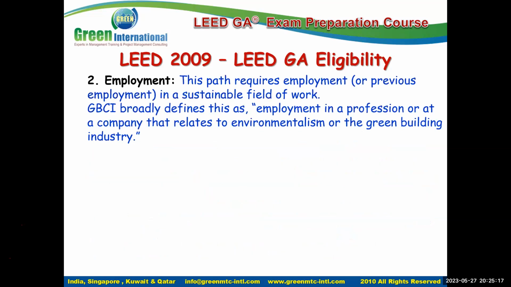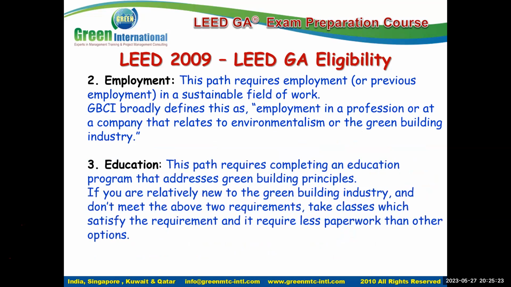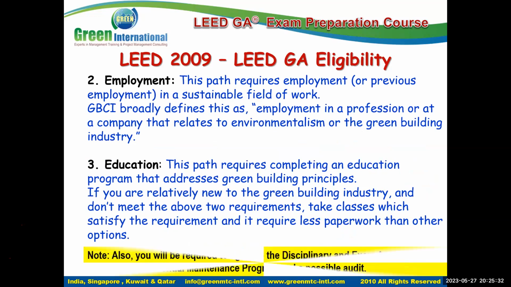The second is to be employed in a sustainable field of work. And the third is education. Anybody that undertakes a preparation course, like the one we're doing now, is automatically eligible for it.